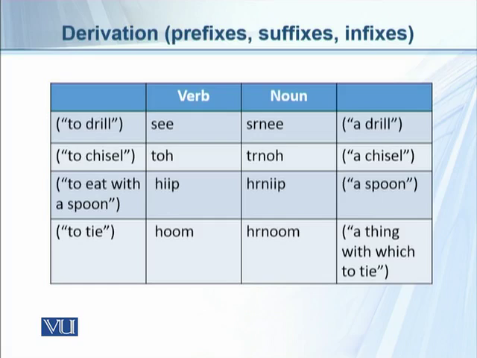Similarly, we find to chisel, and then we add R and N into it. This is an infix. So it becomes a chisel. So a verb is transformed into a noun with an infix. To eat with a spoon, he eat. So her neep, a spoon. So with the addition of an infix, it becomes a noun. So the infix is inserted into the verb to make it a noun. To tie, whom, whom, a thing with which to tie.